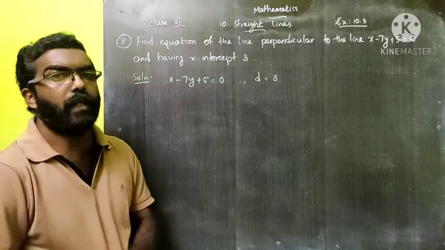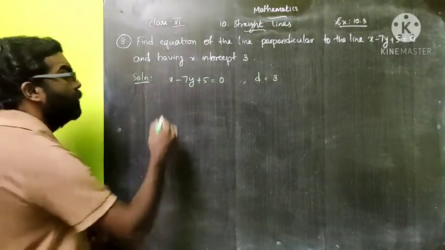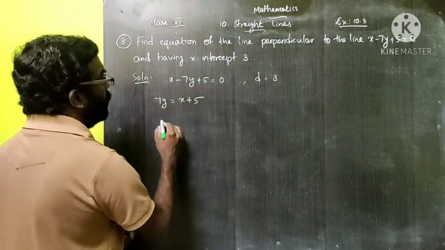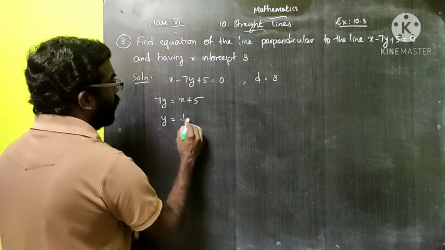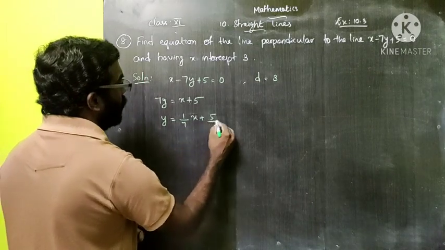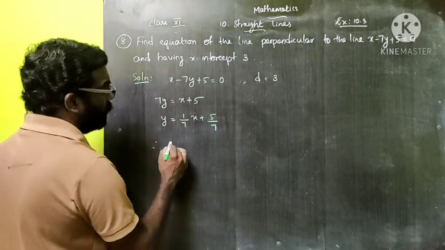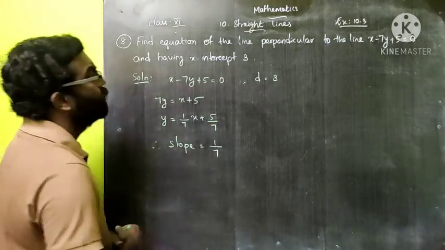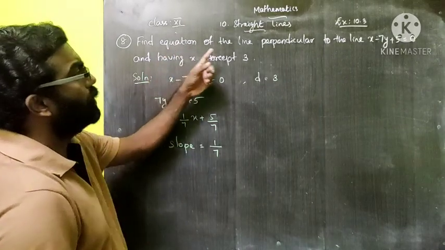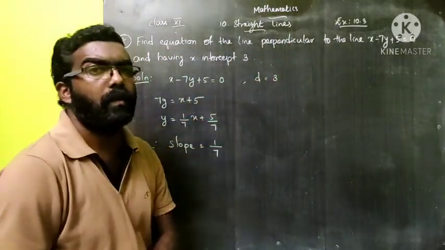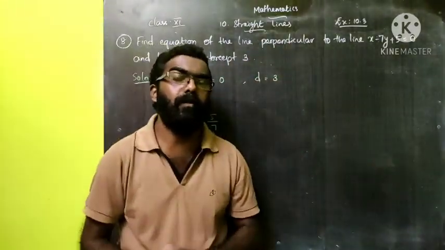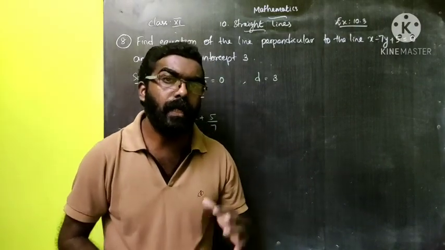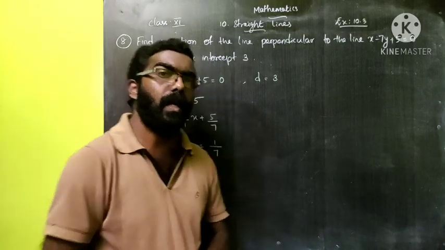First of all we can find the slope of the given line. So 7y is equal to x plus 5 and y is equal to 1 by 7 x plus 5 by 7. Therefore the slope is 1 by 7. And the required line is perpendicular to the given line. If two lines are perpendicular, then the product of slopes is equal to minus 1, or the slope of one line is the negative reciprocal of the other.